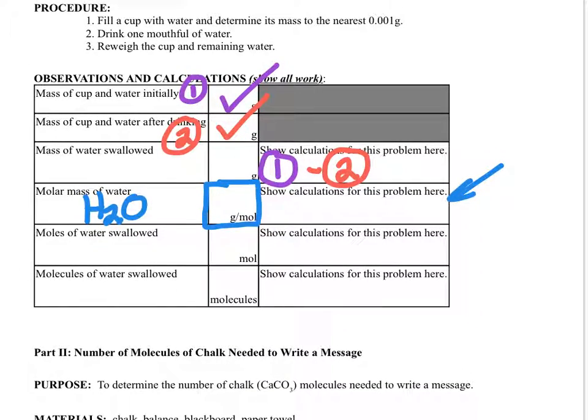Moles of water swallowed. So, we're going to find our molar mass of water, and what you're going to do is use it to calculate moles. If you have calculated the grams or the mass of water that you swallowed, you should be able to take it over here and turn it into moles. And that will be your calculation here.